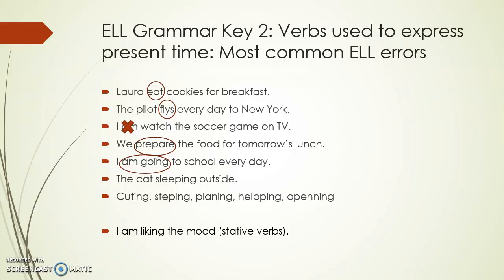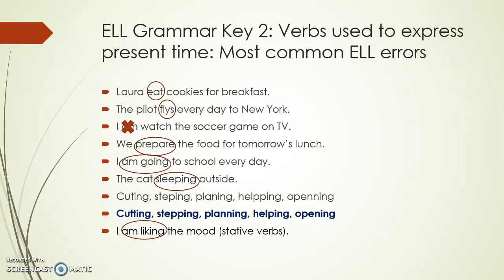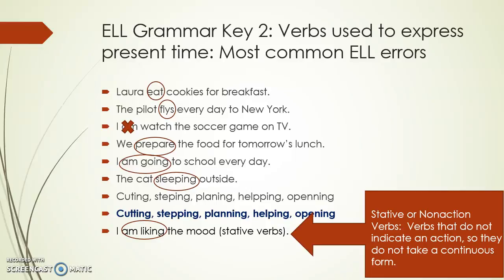Then I am going to school every day. To talk about routines, we use the simple present, not the present continuous. The cat sleeping outside. They're missing the verb to be when using the present continuous. Then the spelling of ing forms, cutting, stepping, planning, helping, opening. Some of them you forget to double the letter, and in other ones you double the letter unnecessarily. And finally, we have I am liking the mood. There are verbs that are called stative verbs or non-action verbs. And these verbs do not indicate an action, so they do not take a continuous form.